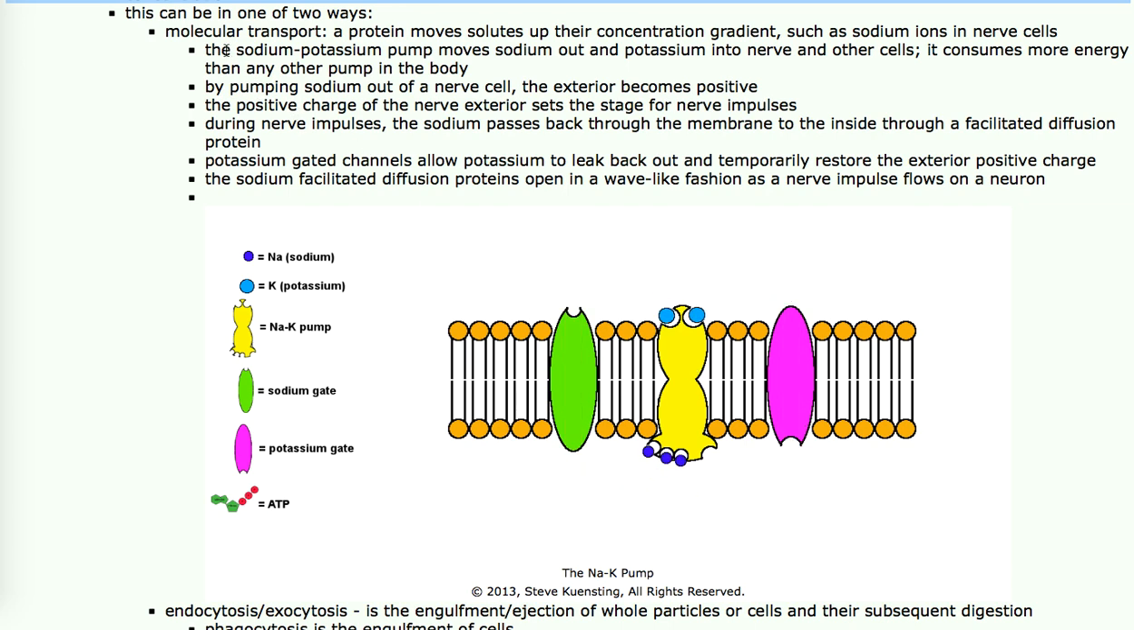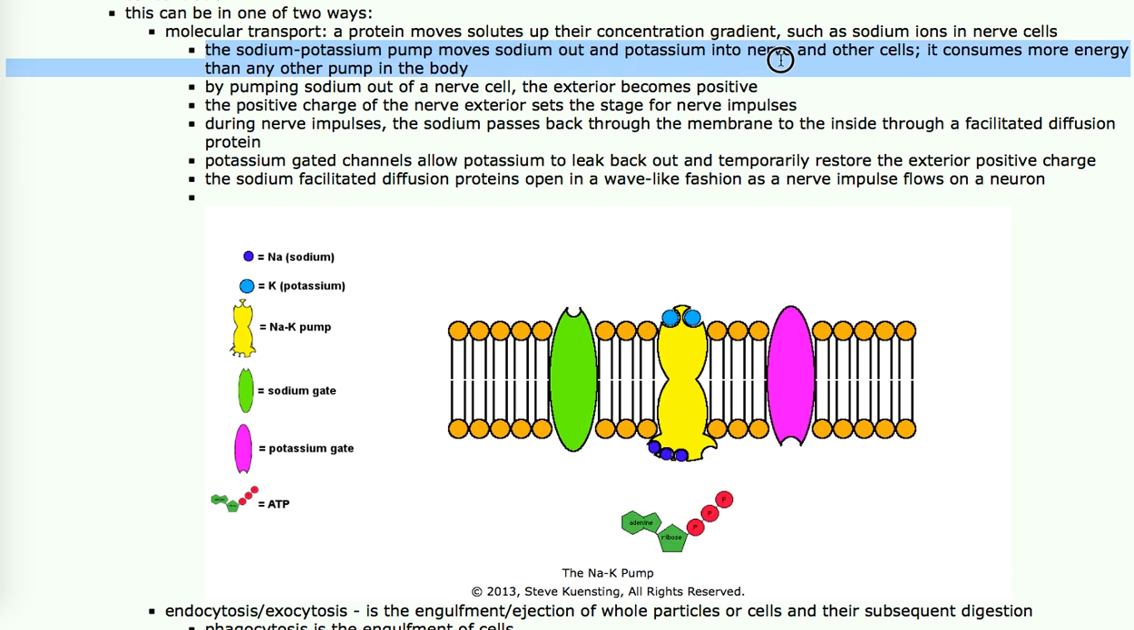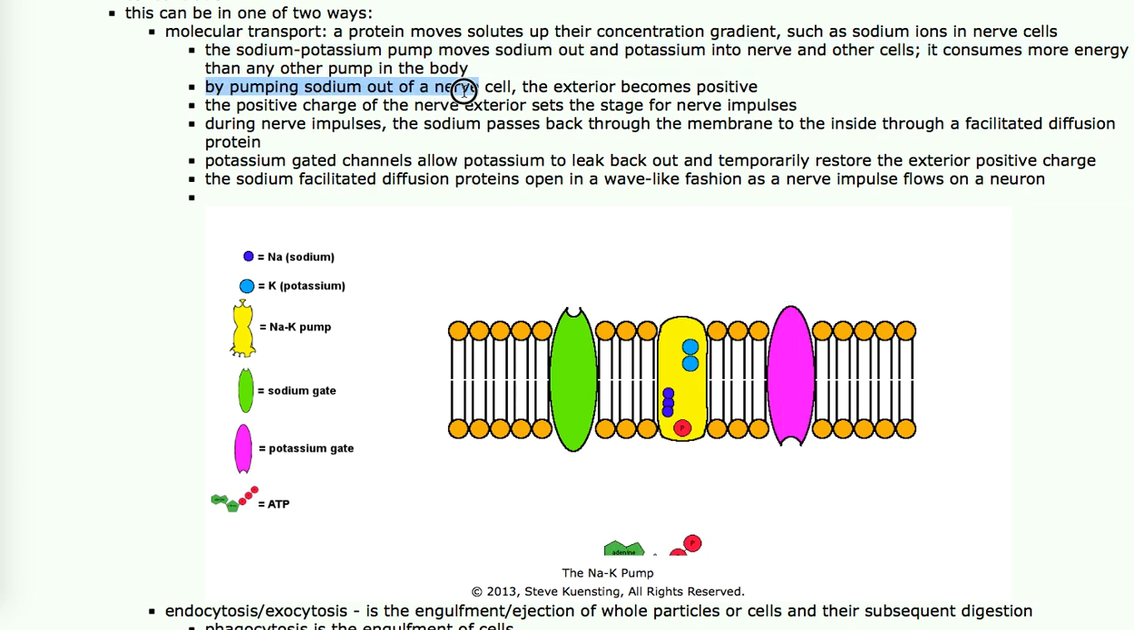So let me explain more about that in just a second, but let me go through the basics here. The sodium-potassium pump is the most famous active transport pump in the human body. It moves sodium out and potassium into nerve and other cells. It consumes more energy than any other pump in the human body. In fact, it's one of the most energy-requiring processes in the body, period. By pumping sodium out of a nerve cell, the outside of the nerve cell becomes positive. That sets the stage for the nerve cell to be able to send nerve impulses. And that's why the pump actually works, to set up nerve impulses.